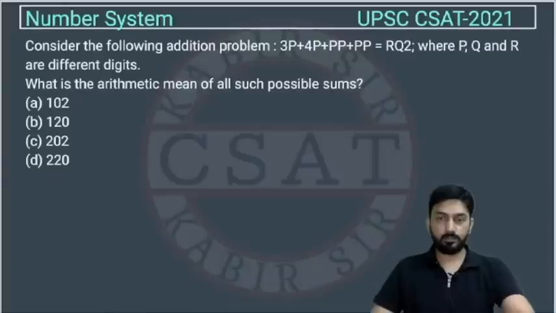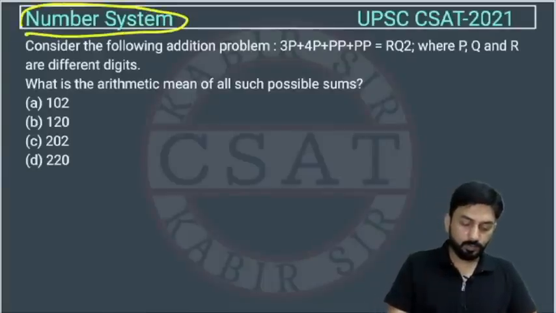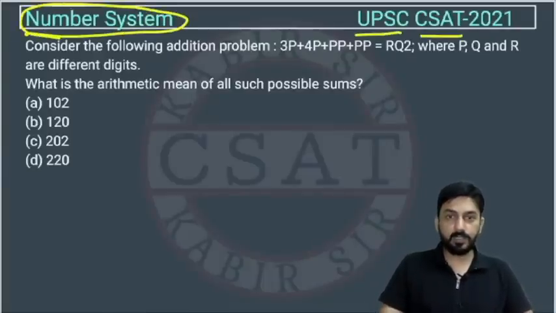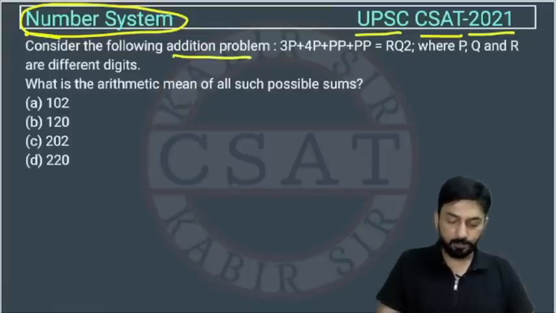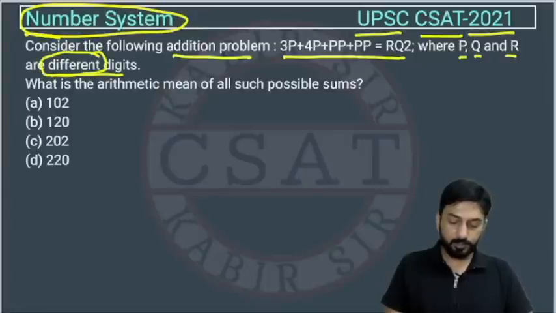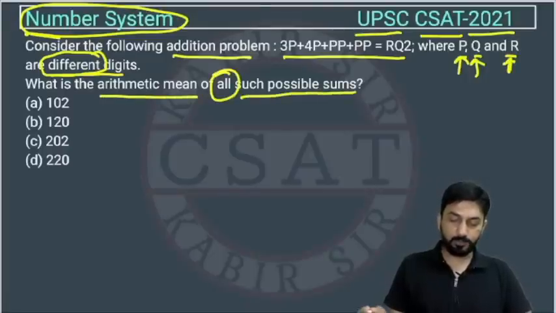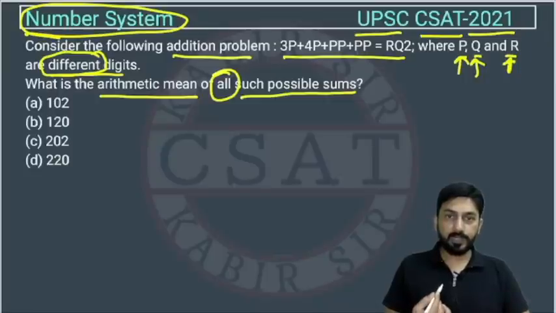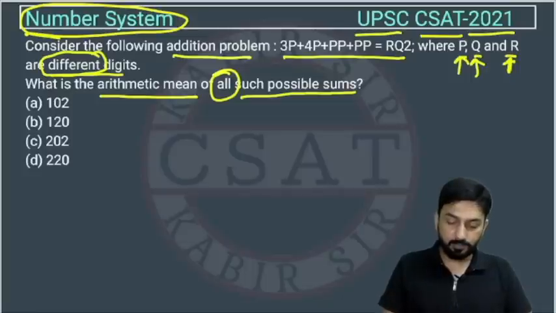This is a question from number system chapter asked by UPSC in CSAT exam of 2021. Consider the following addition problem. So this is given where P, Q, R are different digits. So this is important, like P, Q, R are different digits, right? What is the arithmetic mean of all such possible sums? So at last we have to take an arithmetic mean of all such possible sums. It means we will get more than one value, right?